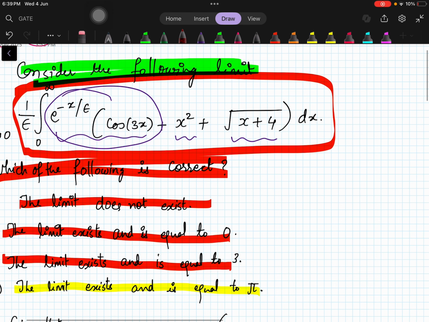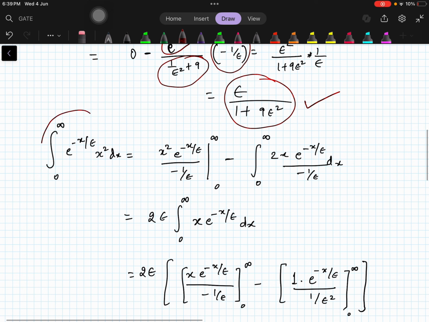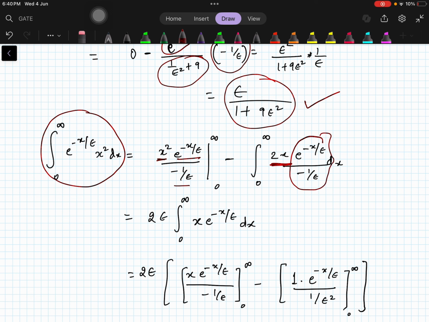Now the second part is e raised to power minus x by epsilon into x square. I am considering that integral. This is easy to compute; you just have to apply integration by parts. Here I have done first function into integration of second function, minus derivative of the first function and integration of the second function. When you put infinity in place of x, you get 0.